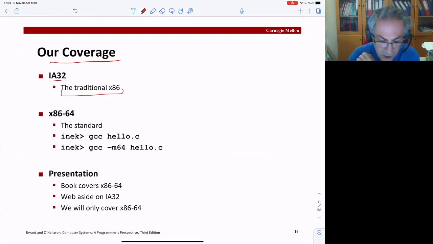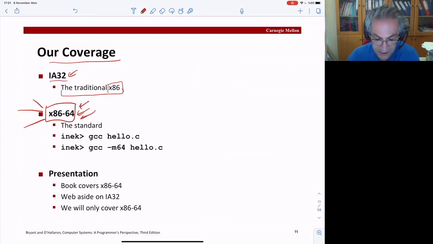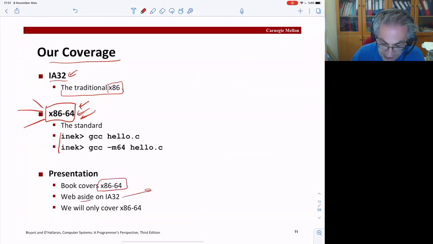Our coverage within this course is that IA32, about 10 years ago, we were focusing on IA32, which was the traditional x86. But now in this course we will be focusing on x86-64. This is the standard, and this is what's running on our machines. And in the book, we'll be covering x86-64. But as a side note, we'll say here what was different in IA32.